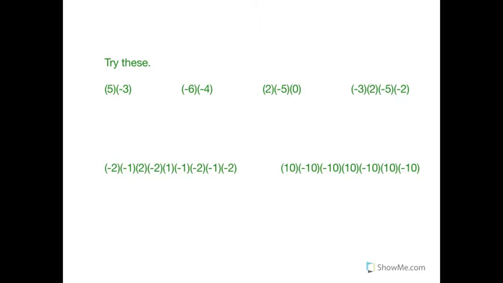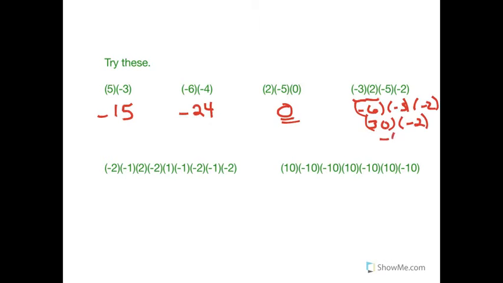So, try these, put it on pause, and we'll check back in just a bit. All right, let's see how you did. 5 times negative 3 is negative 15. Negative 6 times negative 4 is negative 24. Anything times 0, doesn't matter how many numbers you have, it's 0. Let's see, we have 3 times 2 is 6. So it's negative 6. And you could probably do this in your head. We have 30 times negative 2, negative 60.